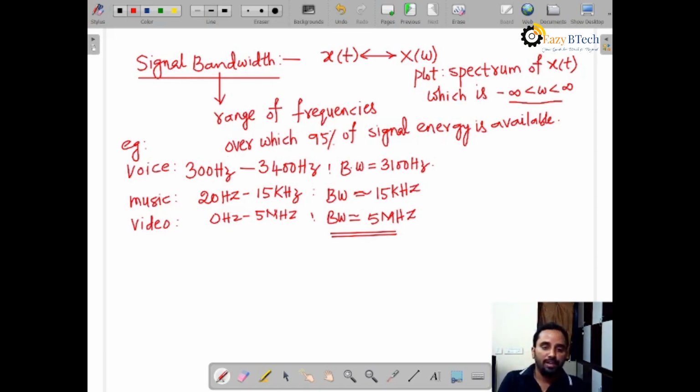Clear? Next, system bandwidth. We are going to define system bandwidth now.